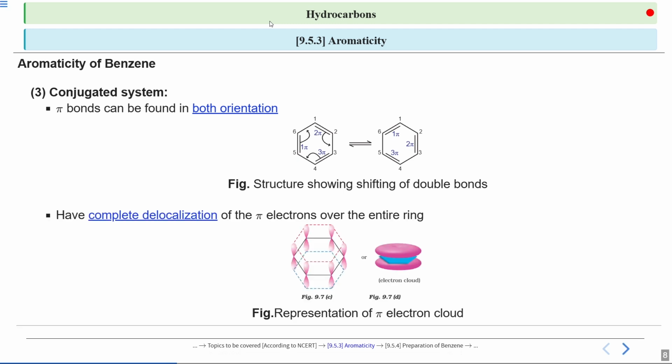Now let us focus on the idea of complete delocalization. This means that the pi electrons are not stuck just between two atoms but are spread out, or delocalized, over the whole ring structure. Here you can see from the image, pi electron clouds are present above and below. Due to the sidewise overlap, we are creating two sets of pi electron lobes above and below the ring. To summarize, a conjugated system in an aromatic compound allows for both orientation of pi bonds and complete delocalization of electrons, and these features are essential for the unique stability of aromatic molecules.